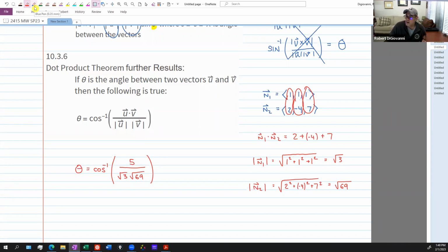So we got 169.66, and I'm assuming that's in degrees. Anybody else get that? Yep, we got a couple here.